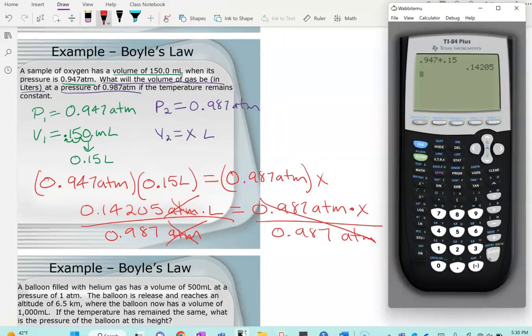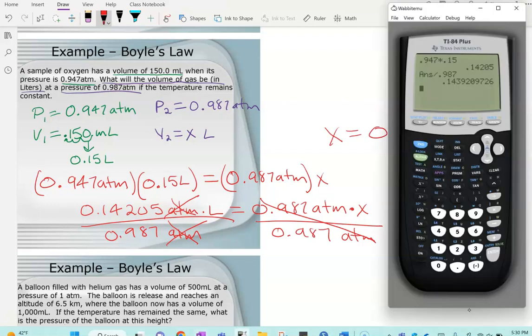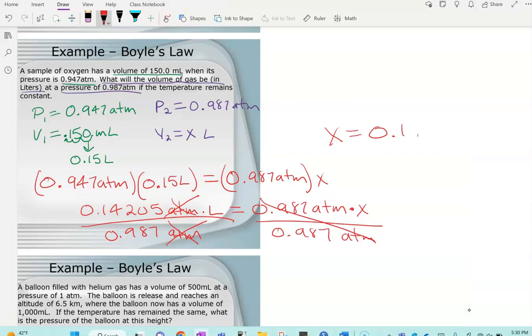Now to solve for X, I'm going to take that value, 0.14205, divided by 0.987. I'm going to go 4 significant figures. So my X is 0.1439. And the key thing is it's in liters, which makes sense because this is less than what we started with, which was 0.15 liters. So that also makes sense that this is the correct answer.